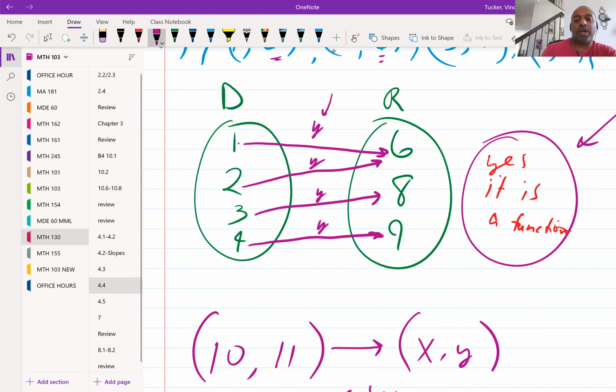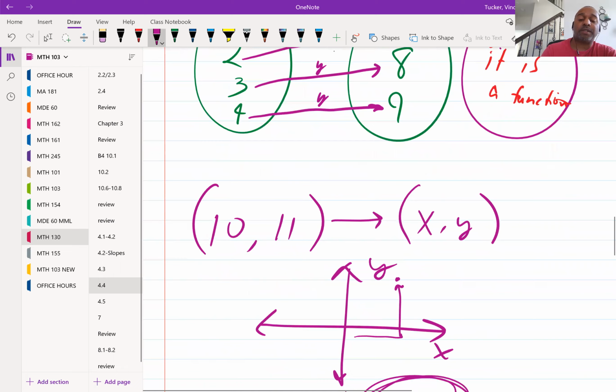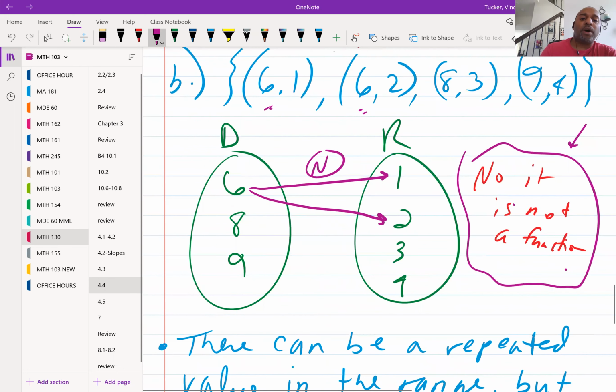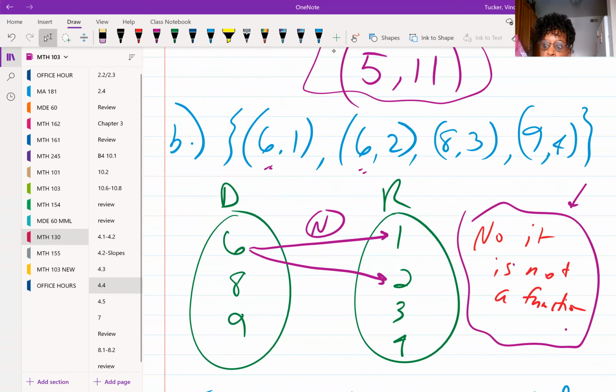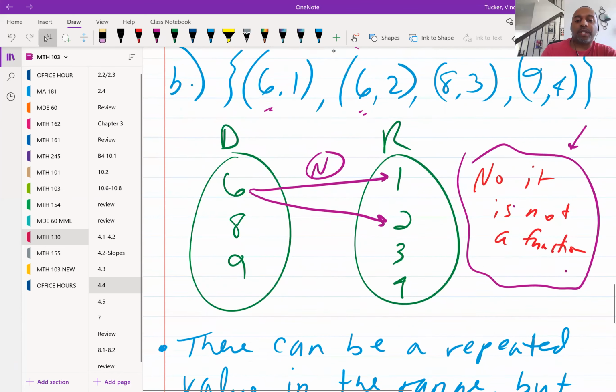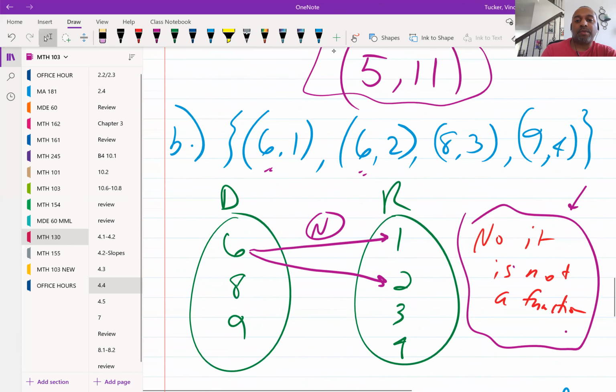Does 2 go to just one number? The answer is yes. Go to the next one. Does 3 go to one number? Does 4 go to one number? So if all of them are yes, then the answer is yes, it's a function. Now, if one value in your domain goes to more than one number, then it's not a function. And that's how you would determine it. So anybody, before we look at these general statements, any other questions on what we did there?